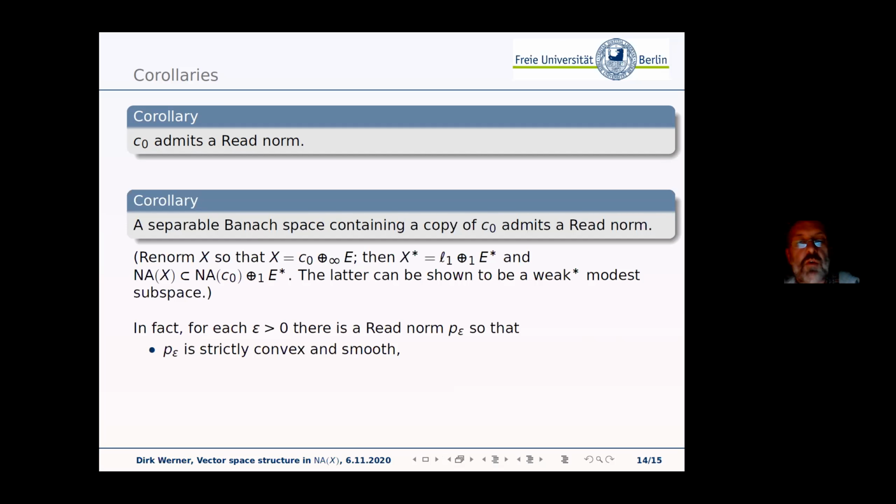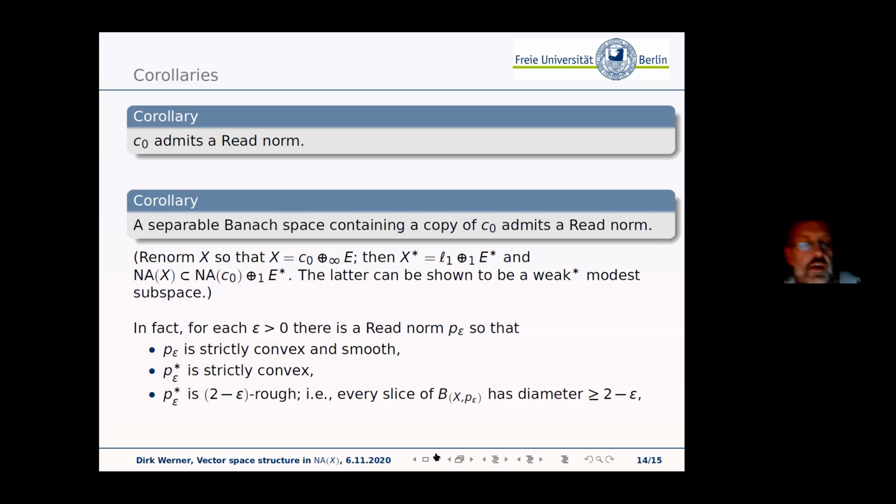And here are some comments concerning geometric properties of the norms we are considering. So actually, the norm I've described is always strictly convex. And the dependence of epsilon will show up in a minute. So let me do this first. For each epsilon, there's such a norm that is strictly convex, and the dual is strictly convex.